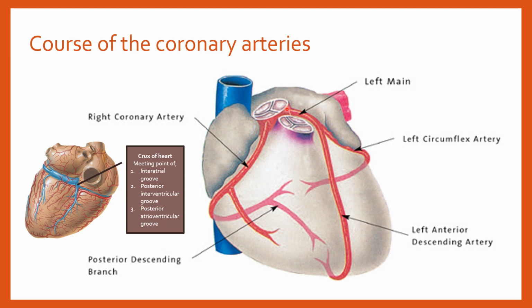Now the left coronary artery arises from the left posterior aortic sinus. It passes behind the pulmonary trunk and then appears forwards and to the left between the pulmonary trunk and the left auricle. Here it ends. It has a very short course and it ends by dividing into the left anterior descending or anterior interventricular artery and the left circumflex artery.